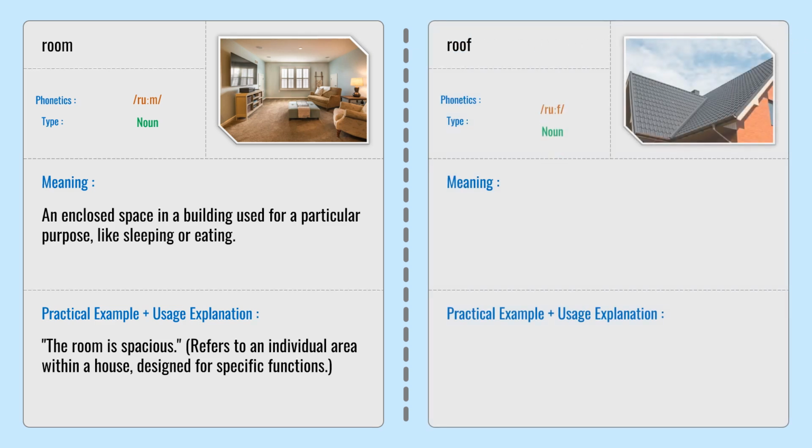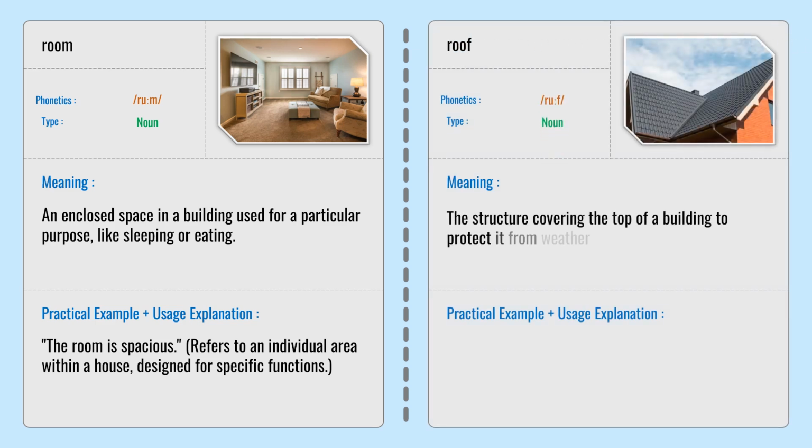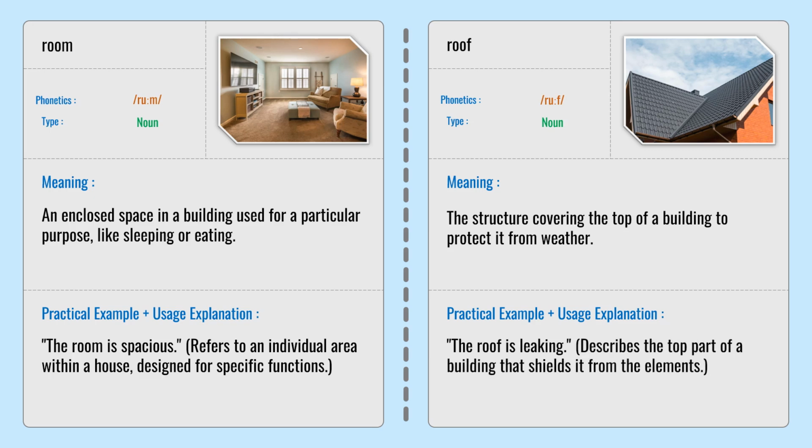Roof. The structure covering the top of a building to protect it from weather. The roof is leaking. Describes the top part of a building that shields it from the elements.